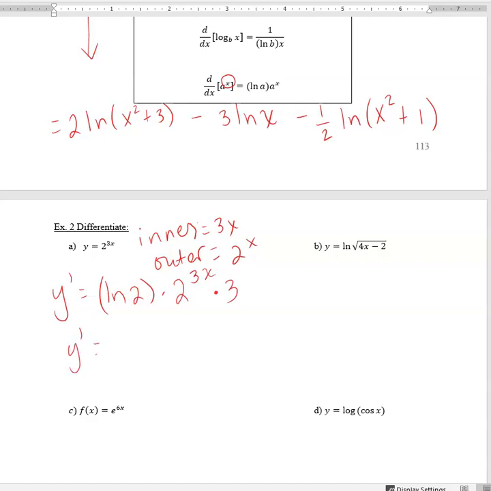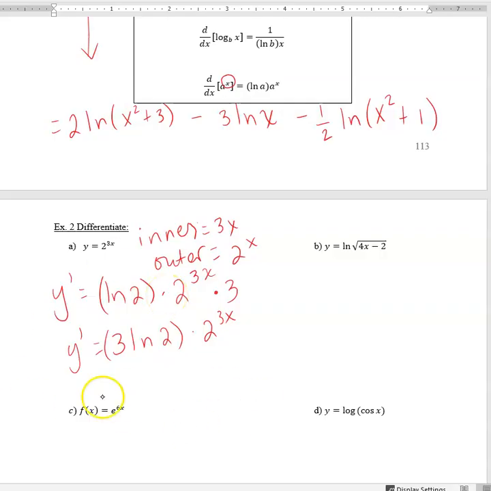If you want to clean that up just a little bit, you can put the 3 in front and write it as 3 times the natural log of 2 times 2 to the 3x. And I think that would be sufficient. And that's really all that we can do with that.